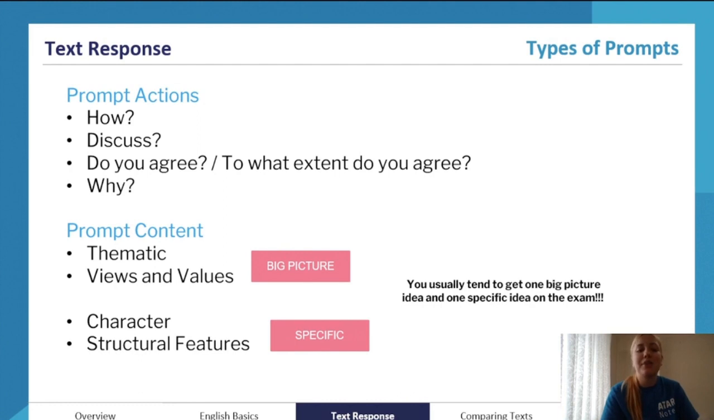So I found them to be the most fun to write on, and they're nice and broad. You can develop a very unique interpretation in response to them quite easily. But think about what you're better at, but be prepared for everything at the end of the day.